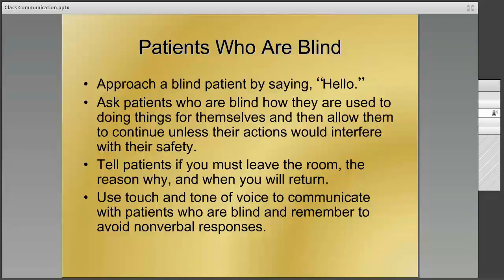Use touch and tone of voice to communicate with patients who are blind. And remember to avoid nonverbal responses, like saying we're going to turn, we're going to go down the hall, and then you're pointing straight down the hall.